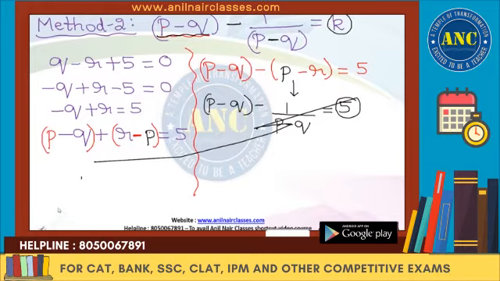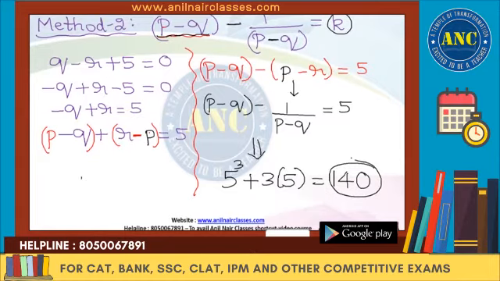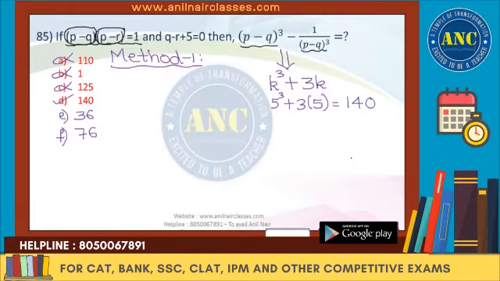That means p minus q whole cube minus 1 divided by p minus q whole cube. This can be easily found as k cube plus 3 times of k. 5 cube plus 3 into 5. Answer for this question is 140 by using method 2. But as I told you, method 1 is the best method to be implemented in this question for the given options. But what if I have more than one option which is of the form k cube plus 3k?